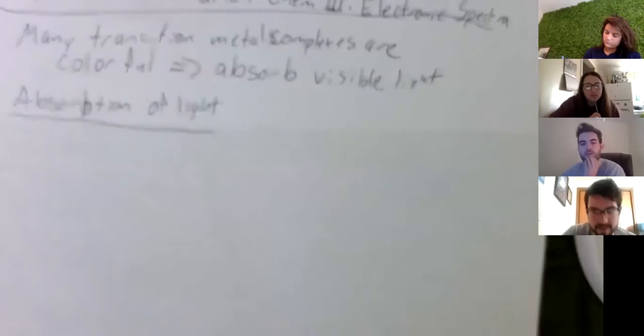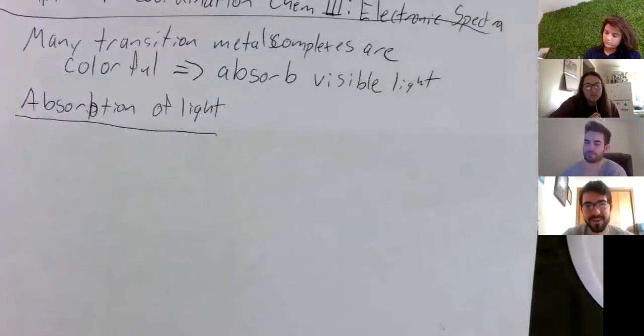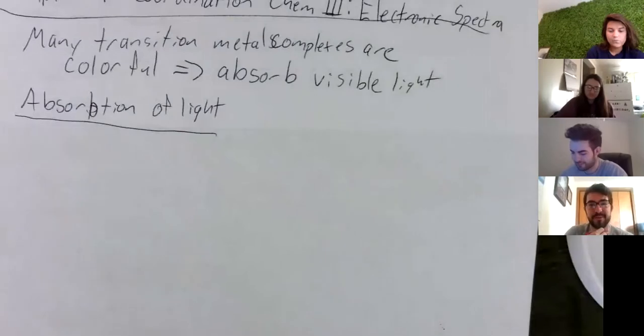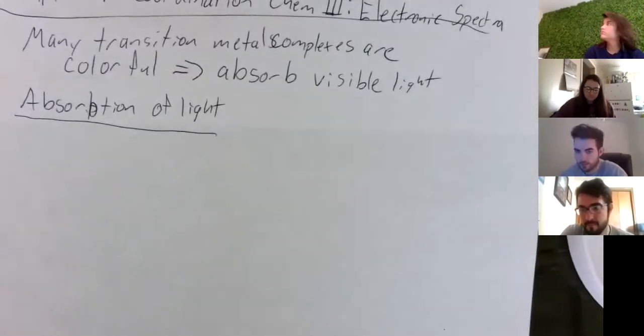I know what you're saying, John. You're saying that the color we see is the wavelength they don't absorb, that they reflect. Right. Yeah. We see what they don't absorb essentially.